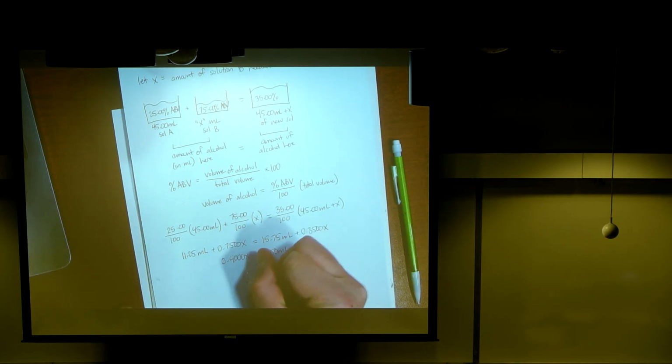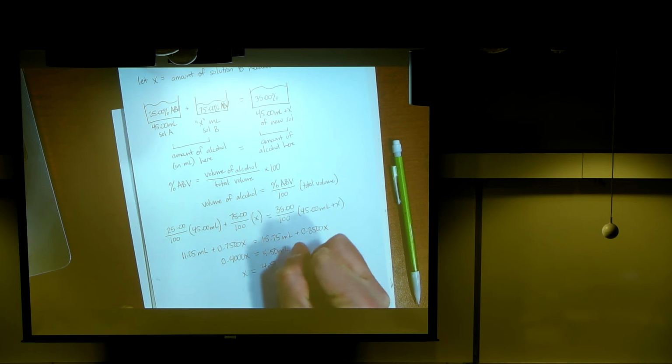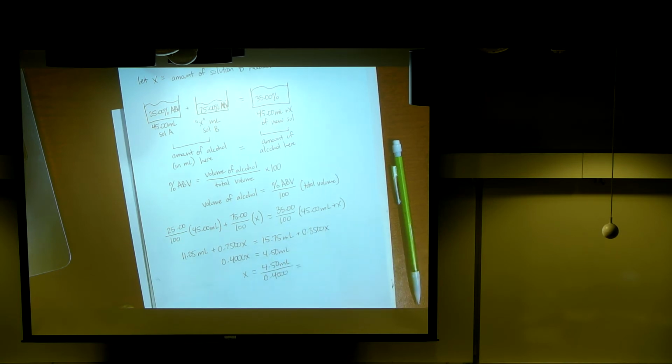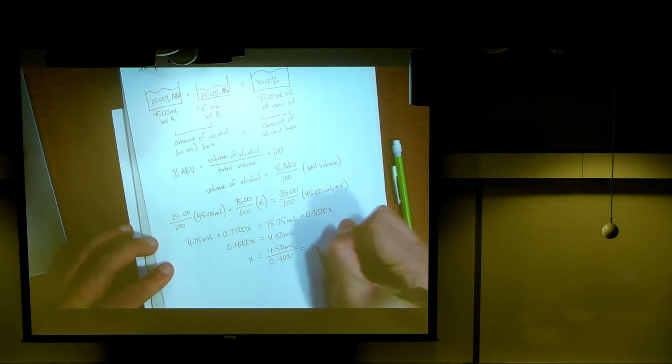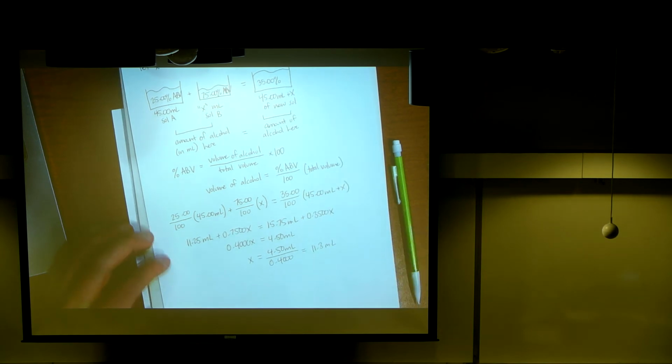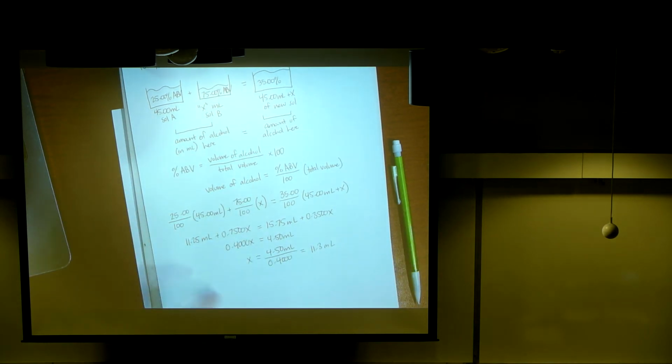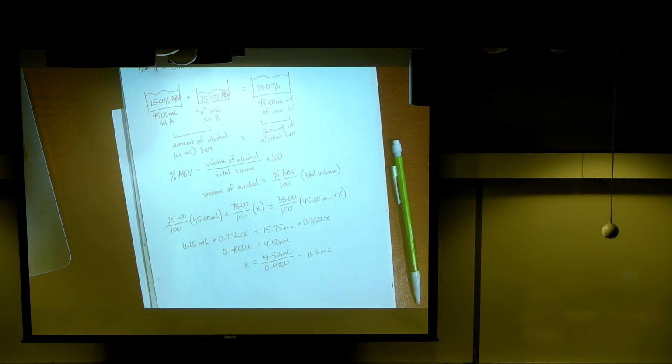So the last thing I do to solve for x is 4.5 milliliters divided by 0.4. And then what do I get? Can someone crunch that for me real quick? 11.3. So that's how much of the solution B I have to add to solution A, and then get a final mix that's 35% ABV.